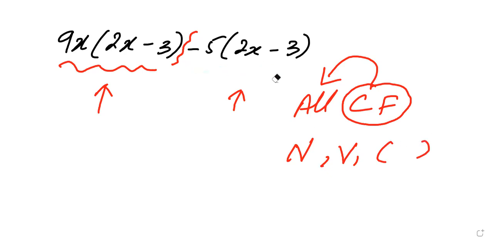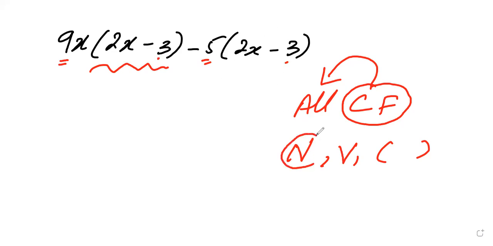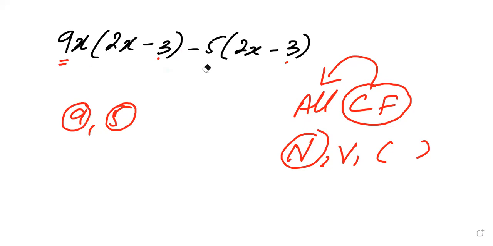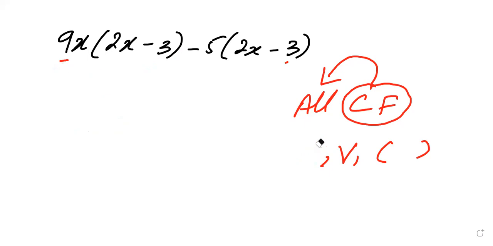We always start with the number. What is the number in the first term? The number is 9. This complete thing is a bracket. Students said there is a number here. No, consider it a complete bracket. So, is there any number which can divide 9 and 5? No, because 5 is a prime number, it is by itself, and 9 is not a multiple of 5. This time we don't have a common factor of number.